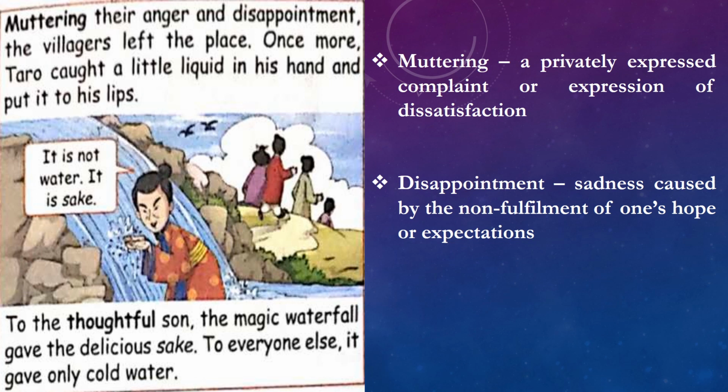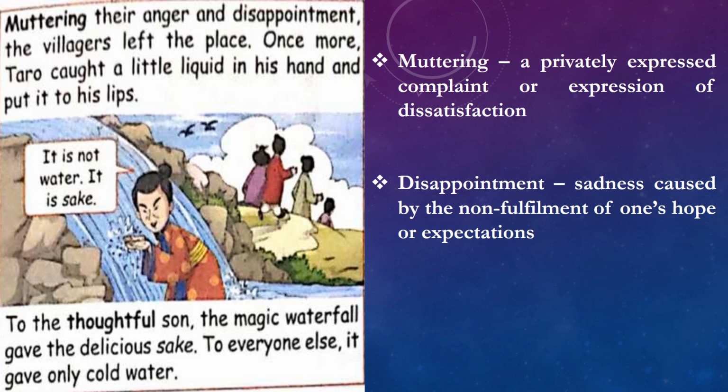So once more, Taro went there and just sipped that particular water. So again, the direct speech of Taro, he said, "It is not water, it is sake." Means again, the waterfall has given sake to Taro instead of water. To the thoughtful son, the magic waterfall gave the delicious sake. To everyone else, it gave only cold water.